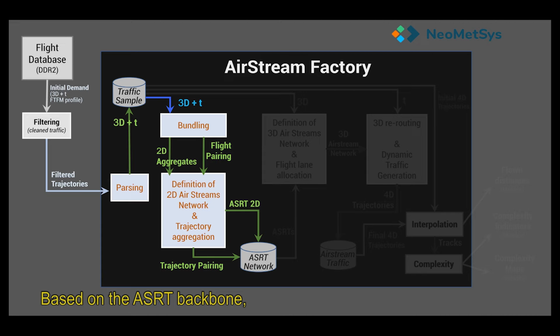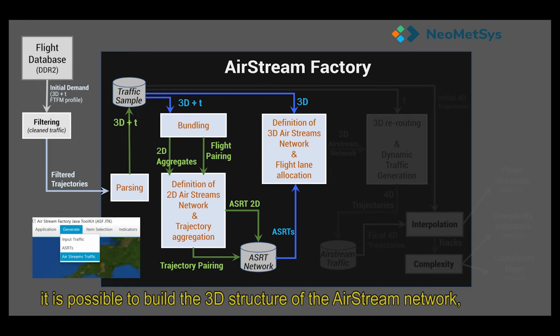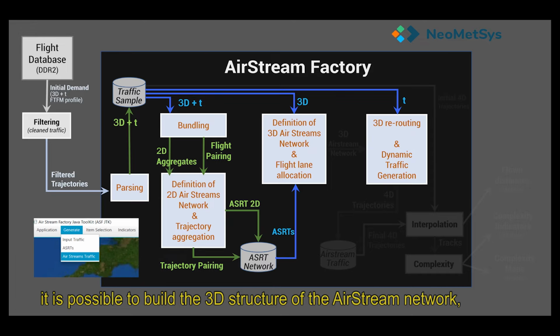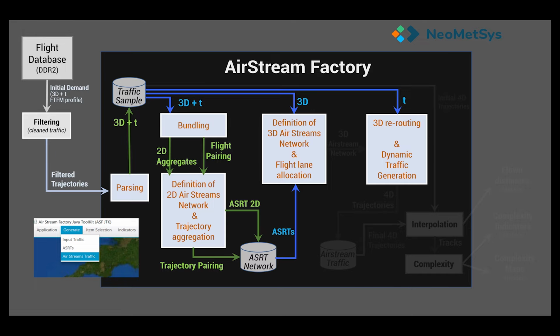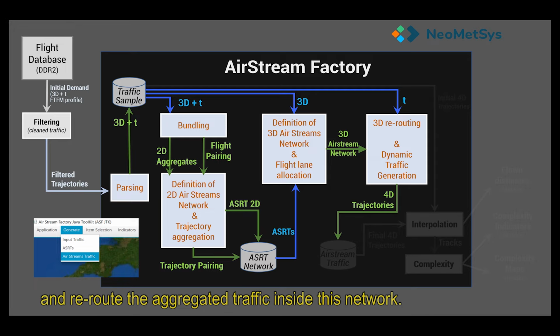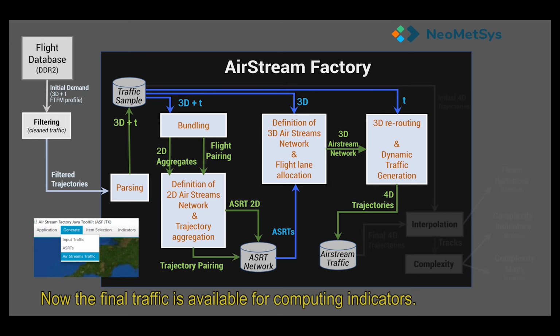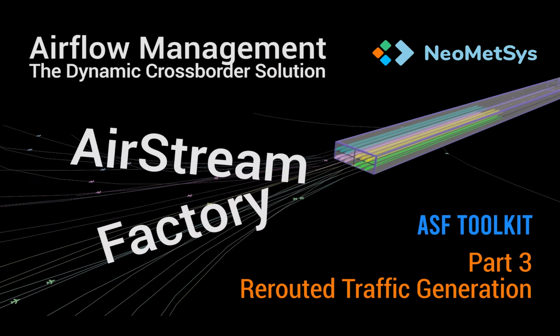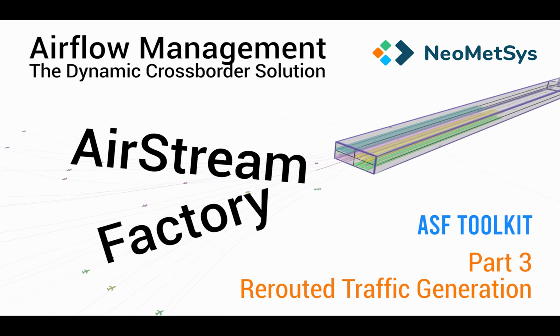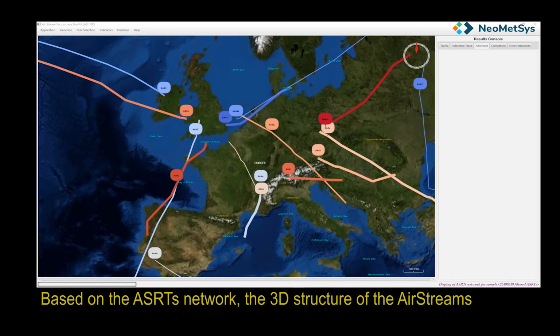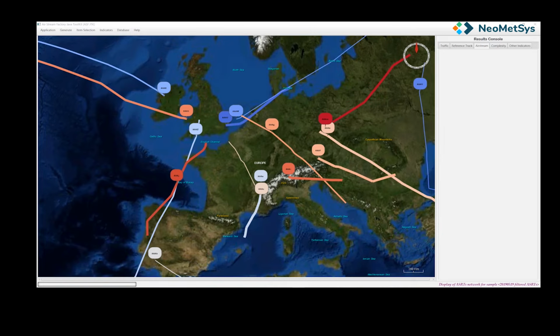Based on the ASRT backbone, it is possible to build the 3D structure of the AirStream network and reroute the aggregated traffic inside this network. Now, the final traffic is available for computing indicators. Based on the ASRT's network, the 3D structures of the airstreams and the rerouted traffic can be computed.